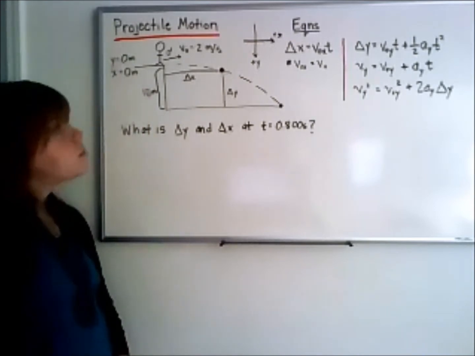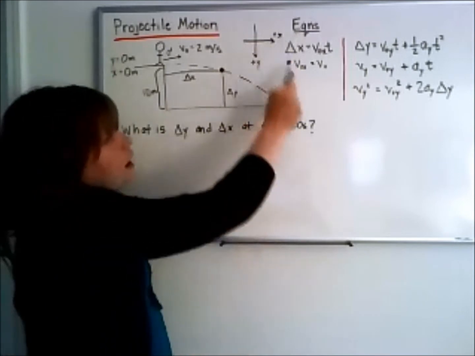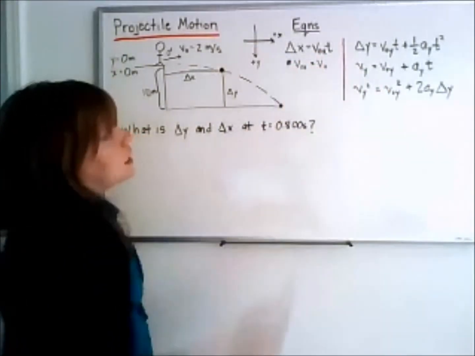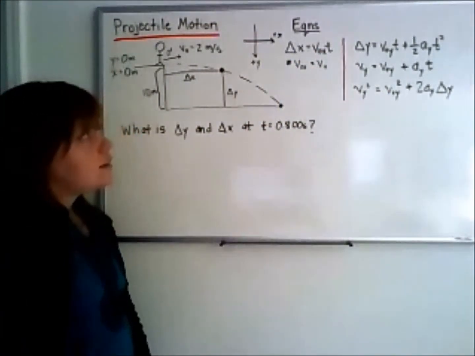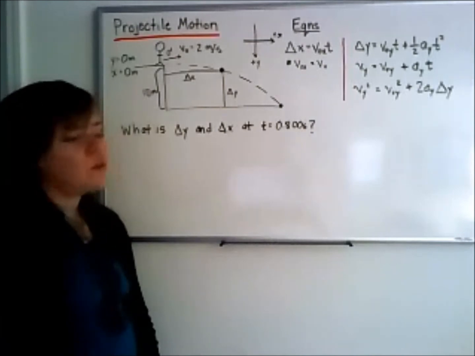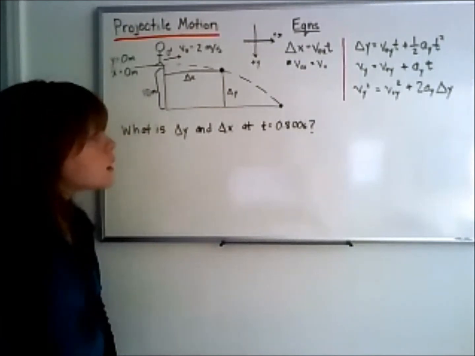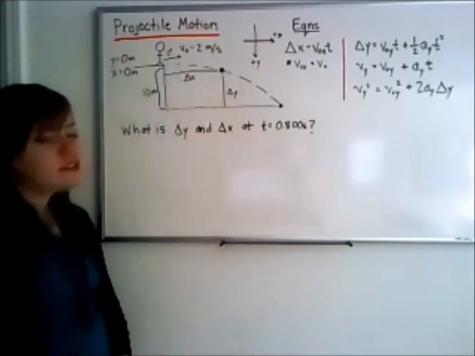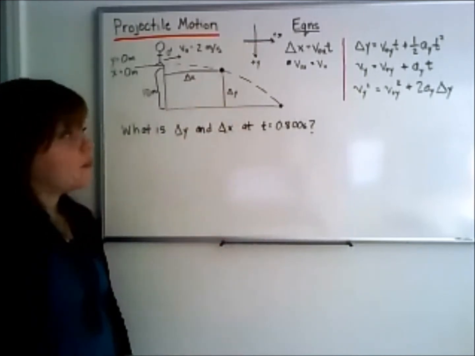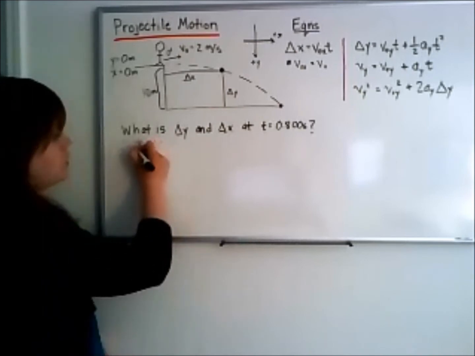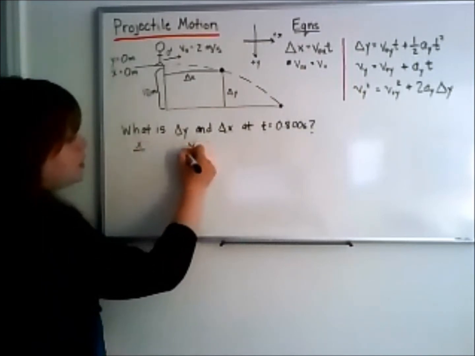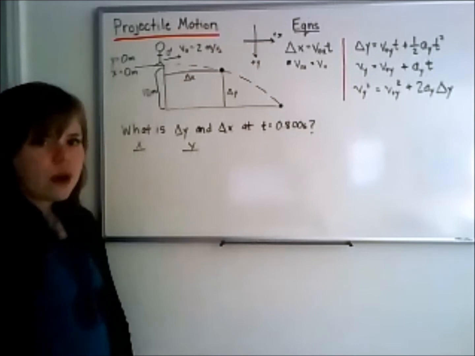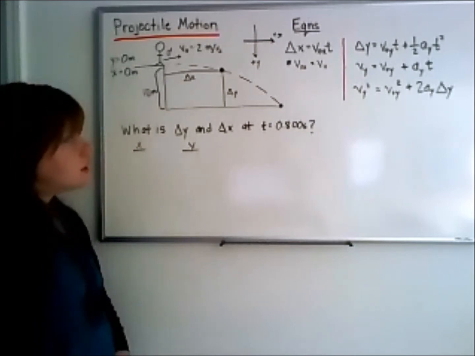I've also labeled his starting point to be my origin, so y equals 0 meters and x equals 0 meters. On the side here, I have written my list of equations that I use for projectile motion, and I split them up into the x-coordinate and the y-coordinate. So now that we have all this information listed, there's another set of information that we need to list as well. Again, we will need to split it up into the x-coordinate and the y-coordinate, the horizontal and the vertical.